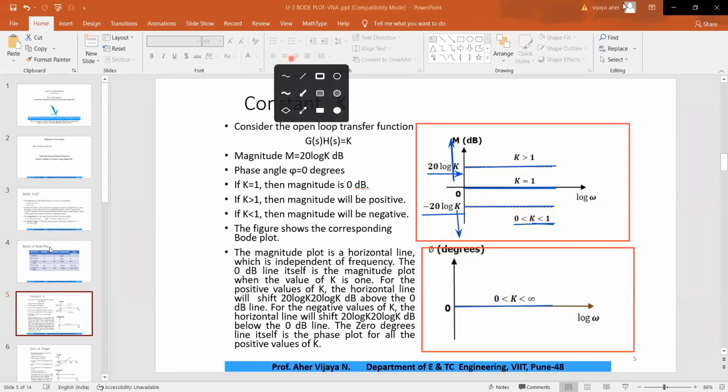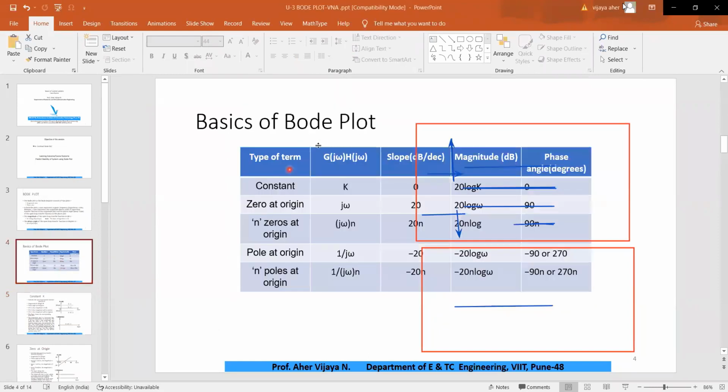Any doubt up to this? Now this information I have taken from this basic table. This is the basic table. So for constant K, the magnitude plot is 20 log of K, and the phase is 0 degree. We have plotted that first. Now, zero at origin.